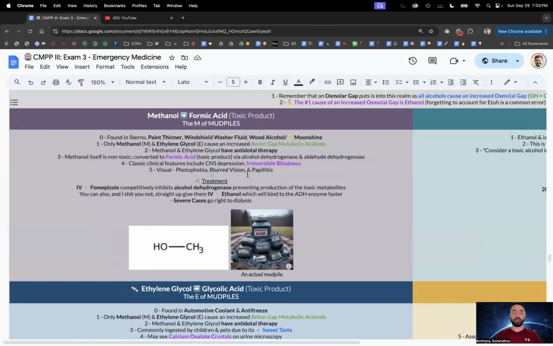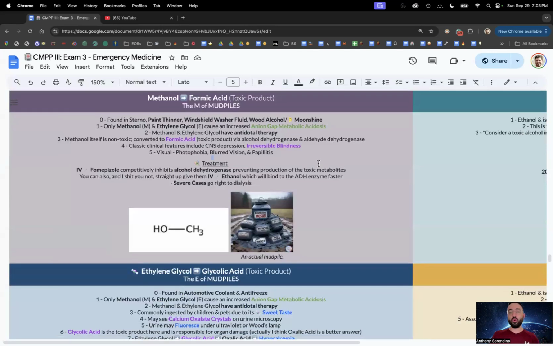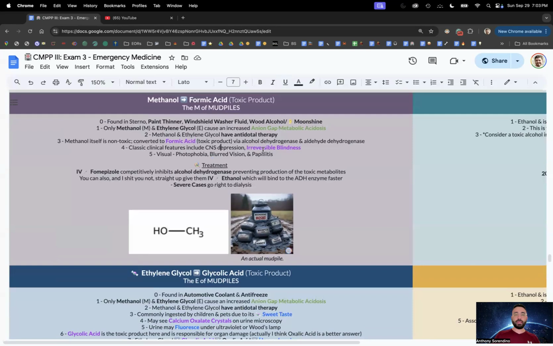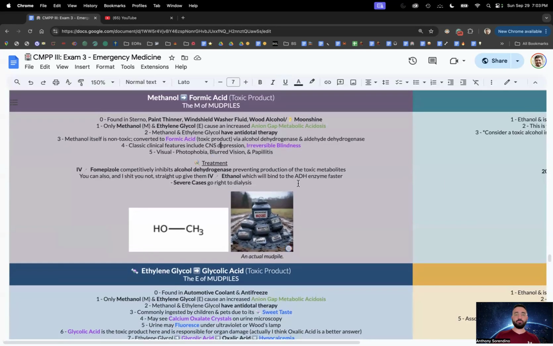The toxic product here is going to be formic acid. Not sure how important that is, but you're going to see this in things like Sterno, paint thinner, windshield washer fluid, and then, of course, wood alcohol, which is moonshine. I think the big thing here is irreversible blindness. So if you see a patient come in, they took something and they're blind, that's going to be the big one here for methanol in terms of buzzwords.